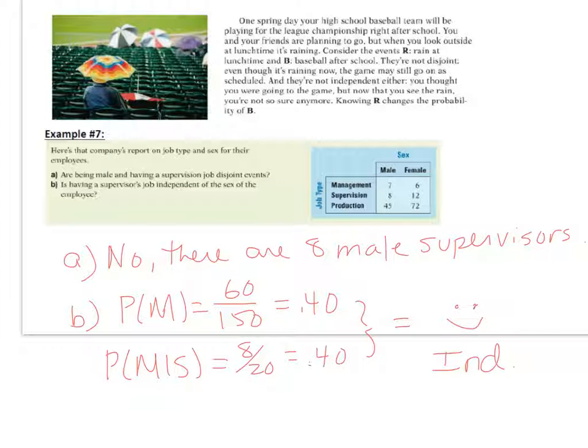So if you look at probability of male, there's 40%. Probability of male given supervisor, 0.40, perfectly equal to each other. They are independent. If you did it with females, you get the other 60%. You'll find the probability of female is 60%, and the probability of being a female given being a supervisor is 60%. So again, independence would be shown. It wouldn't matter how you did it.